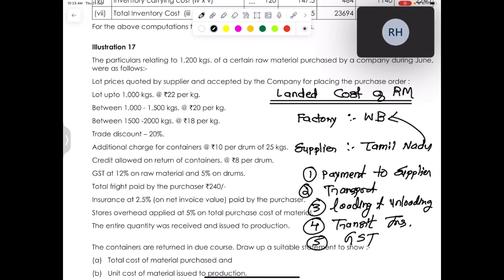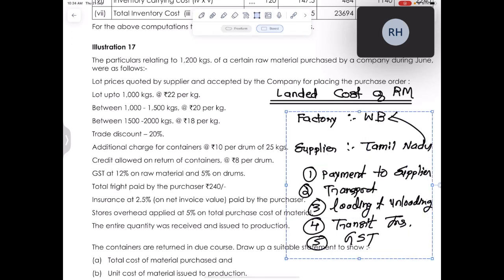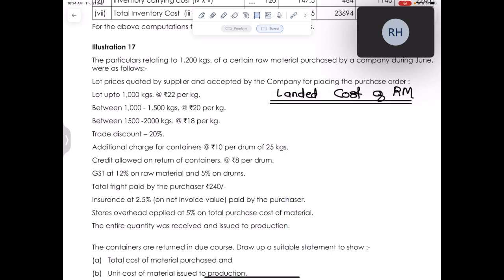That is, there is no ITC available, no input tax credit available. If I have paid the tax on my raw material, but no ITC is available, then that GST paid on raw material will become part of my cost. Okay, let's go. So this point we have to discuss here is regarding the landed cost of raw material.